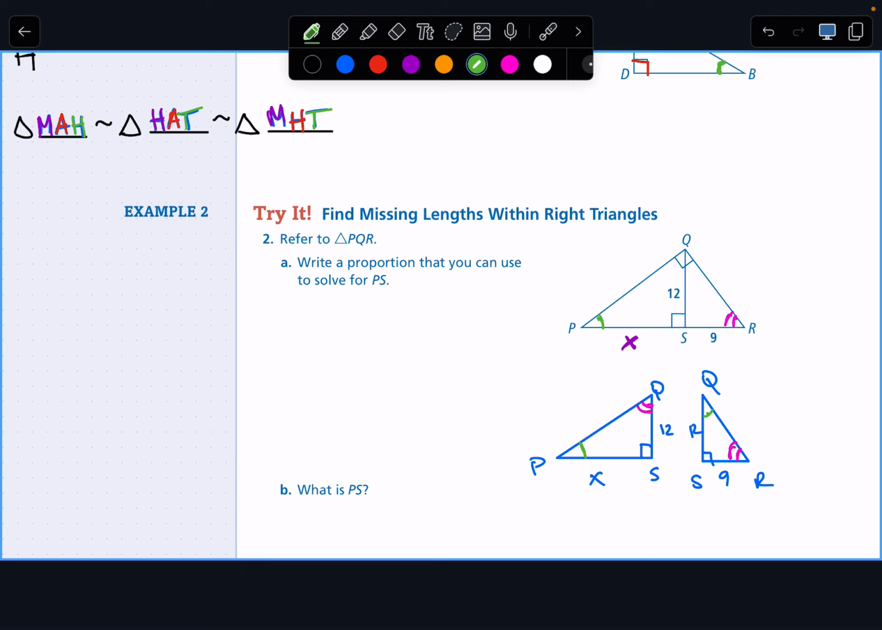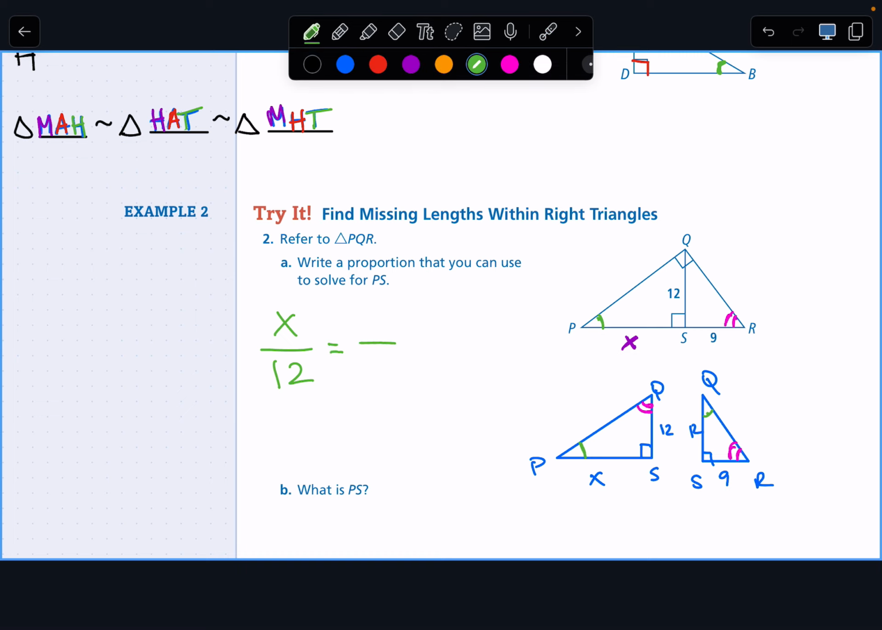Okay? Do we have some corresponding pieces here in our similar triangles? So help me out. What does this PS correspond with? QS. These two right here? That's all. Okay, so x over 12 I can write. Those two correspond. Okay, I'm writing a proportion.